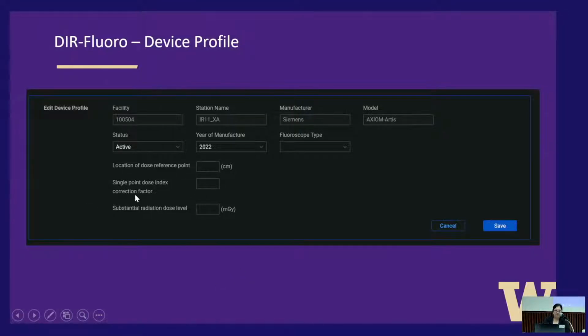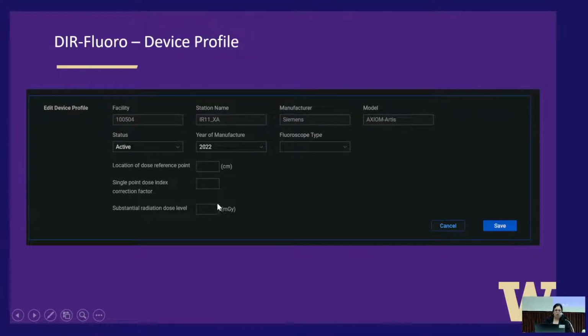And then the single point dose index correction factor, I believe, has to do with your measurement accuracy versus what is displayed. If the displayed air kerma differs from your measured air kerma by, say, 10%, you can put that correction factor here so that when you look at your doses, it's taken into account. Similar to when you do CTDI, right? What's measured versus displayed. Typically in America, the rule is it should be within 20%. Similar concept. You do that measurement, and whatever that factor is, you want to take it into account.